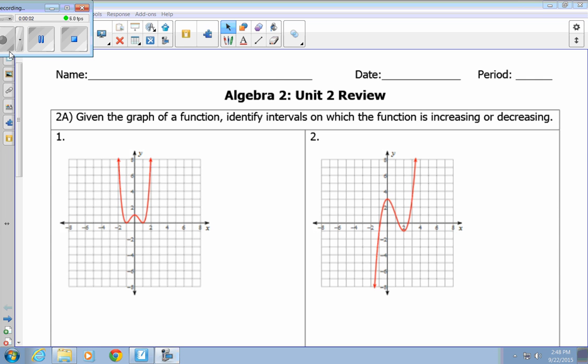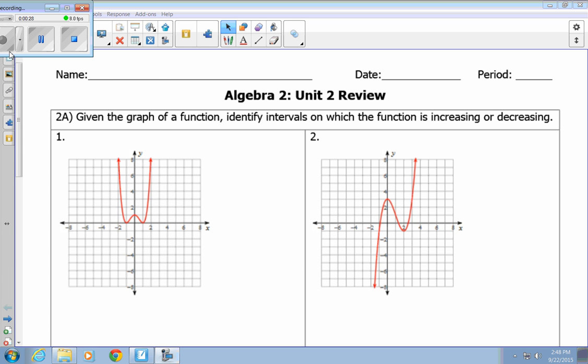So we have the Algebra 2 Unit 2 review. This is a review that's going to be very similar to your test. For each learning target on the review, there are only 2 problems. On the actual test itself, there will be 3 problems. So the actual test will have 4 learning targets, and each will have 3 problems. So there'll be 12 total problems on this test.